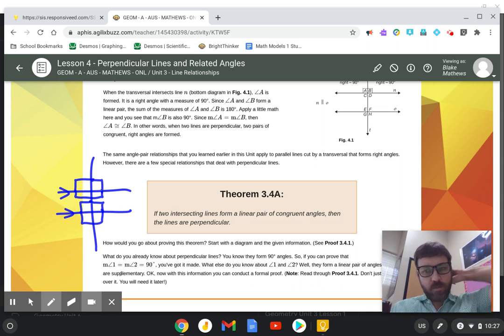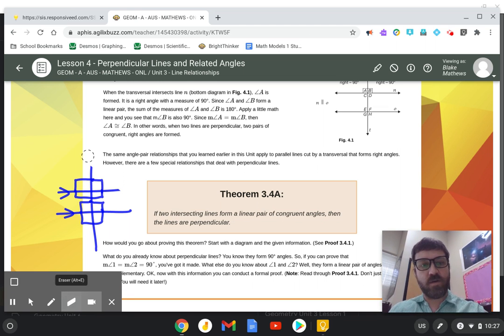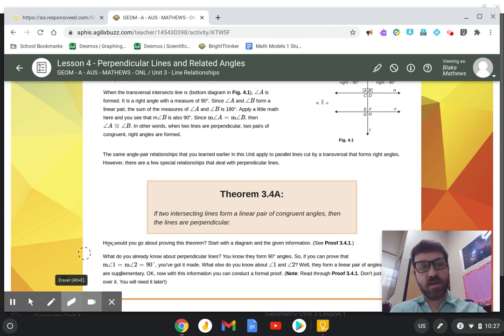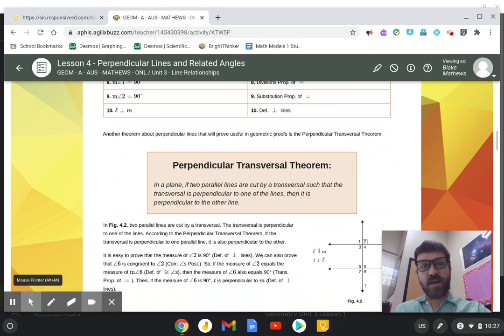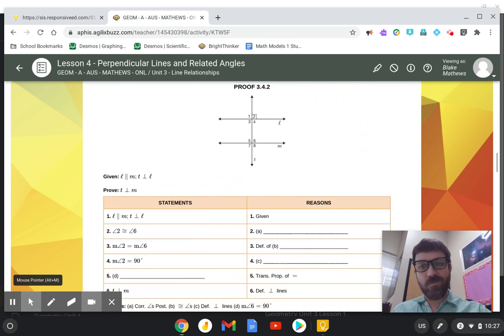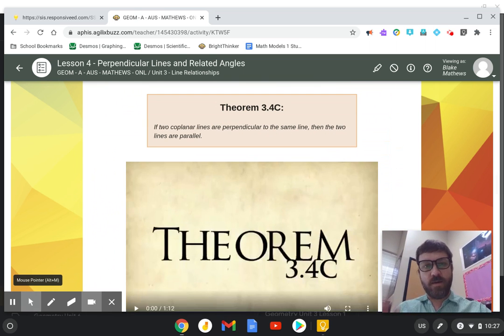It's almost self-explanatory that if you end up with right angles and these are parallel lines, then all the rules apply from the previous lessons, and all of these angles would end up being congruent because they are 90, 90, 90, 90, 90, all the same. So really, this doesn't have a whole lot of new things going on.